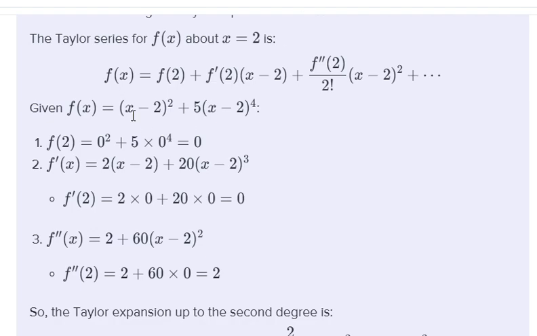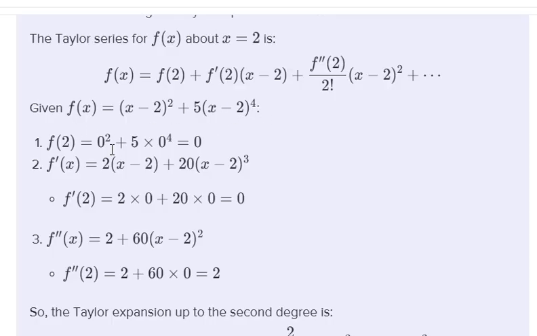Okay, let us check again with Taylor's expansion. By Taylor's expansion, we want to find out f of x very near to h, that is f of 2 plus f dash of 2 into x minus 2, like this, plus f double dash of 2 and so on. But what I want to say is that the given function is f of x equals x minus 2 whole squared plus 5 into x minus 2 whole raised to 4.